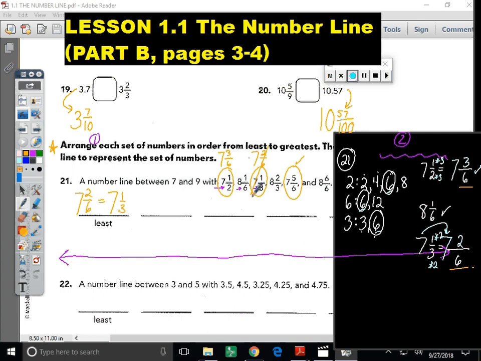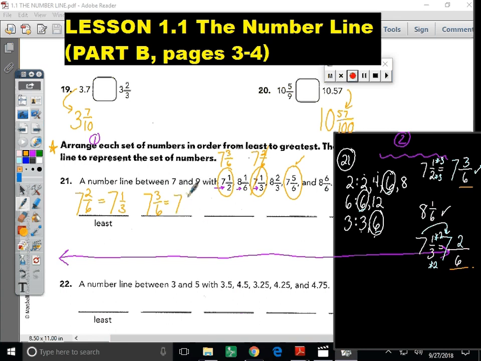7 1/3, also known as 7 2/6. All set, check. Who comes next? 7 5/6 or 7 3/6? We're trying to think a little bit bigger. Not the biggest, the one in the middle. Well, that would be 7 3/6. But that's not actually what they called him. He had another name. So what is he also known as?